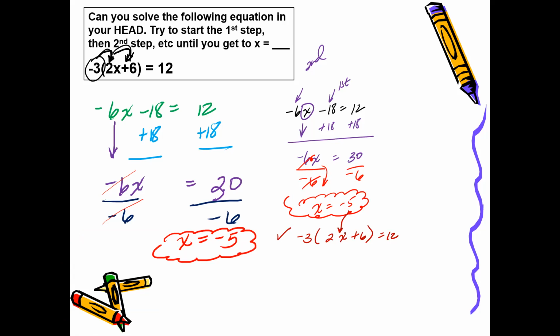You know that x is a negative 5. So 2 times negative 5 is a negative 10. Using PEMDAS, the order of operations, I focus in on the parentheses. So negative 10 and 6 gives me a negative 4. Negative 4 times negative 3 is a positive 12. So 12 equals 12, and that verifies that I did my questions correctly.